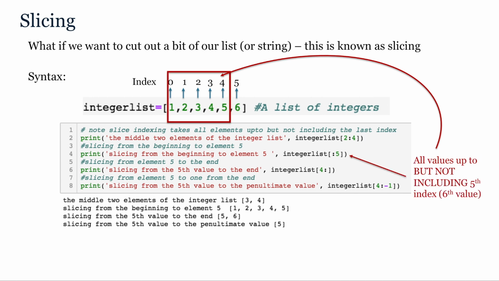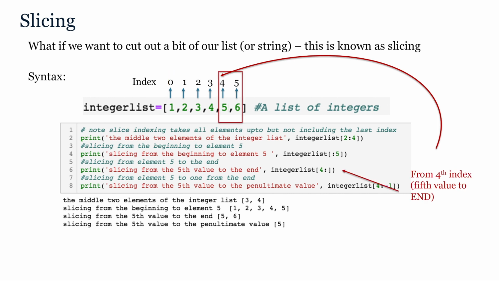For the second example with syntax :5, this indicates that we want all values up to but not including the 5th index or 6th value, so that's the numbers 1 to 5. And the third example shows that if you don't specify the end index, it's going to assume that you intend the slice to stretch all the way to the end of the list. So this slice takes all values from the 4th index or 5th value to the end, which returns a subset 5 and 6.